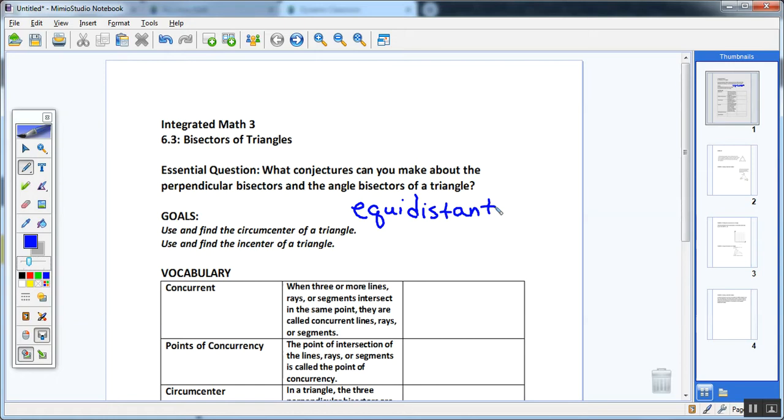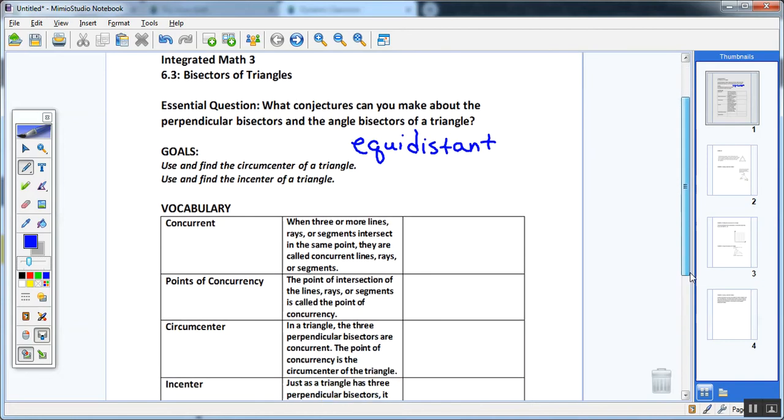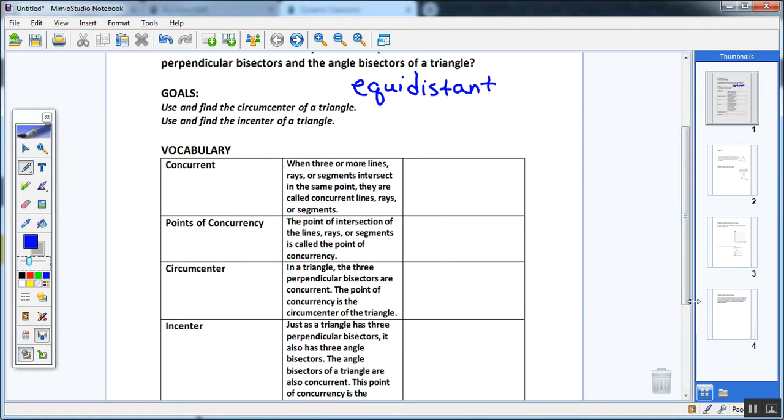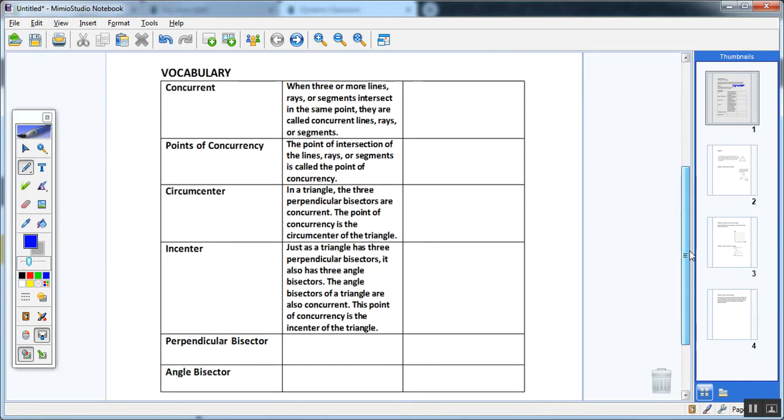All right, here we go. Guys, our goals for today are this. There are two things that relate to perpendicular bisectors and angle bisectors, and they relate to triangles in that they're going to help us find the circumcenter of a triangle, and find the incenter of a triangle, and I'll explain what that does in a little bit. But in order to be successful today, we definitely have to know the vocabulary.